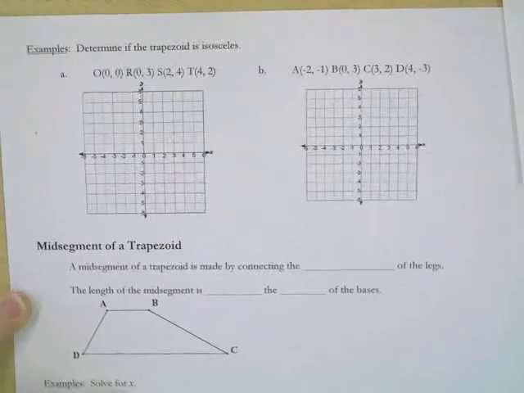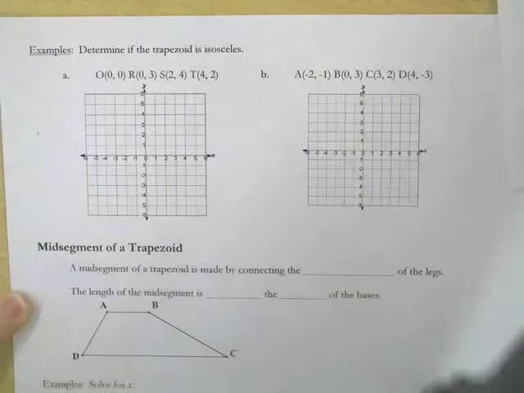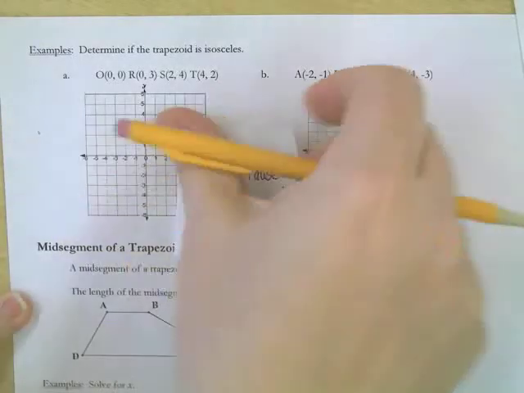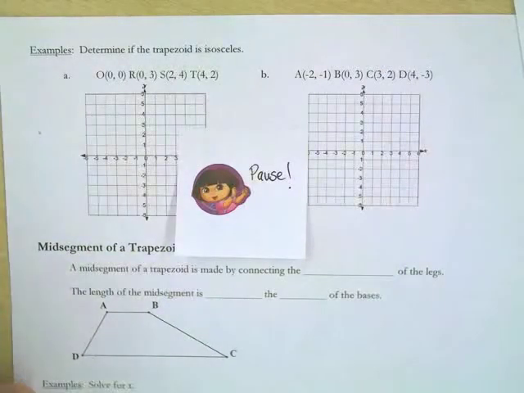Okay, so we're not done with trapezoids. Now what we're going to do is see if they are isosceles. So what I would like you to do is start off by graphing the points on both of them and then hit pause so that we could talk about it.